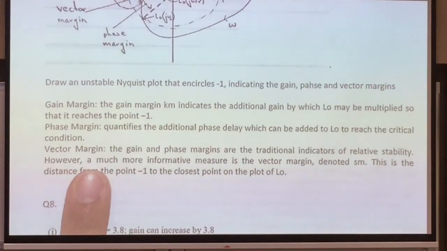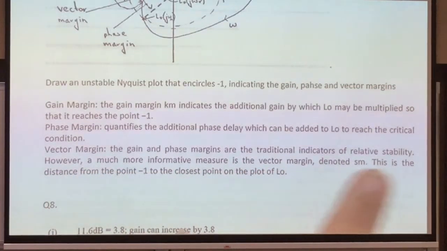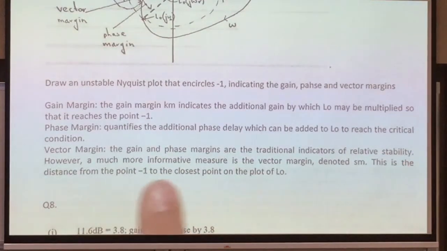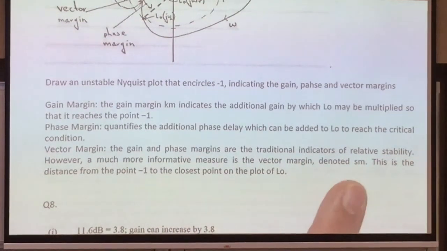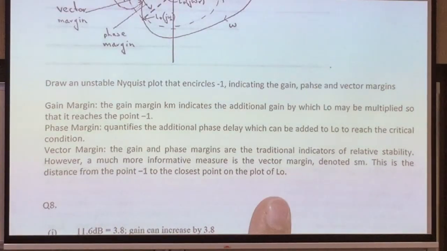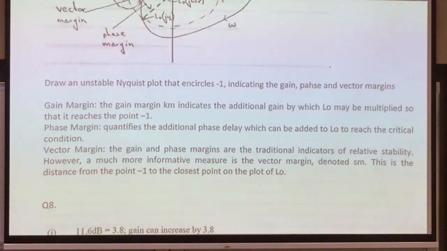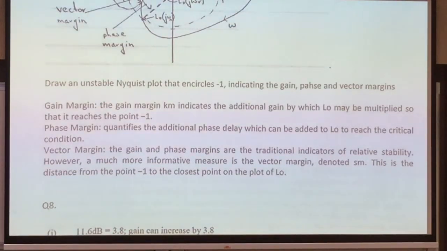Vector margin. You can tell me that gain and phase margin are traditional indicators of relative stability. A more informative measure is the vector margin, which is Sm. That is the distance from -1 to the closest point of L naught. If you tell me that the vector margin is the distance from -1 to the closest point of L naught, that's also fine. But this is only half the answer. The other half of the answer is you have to draw a Nyquist plot for an unstable system.